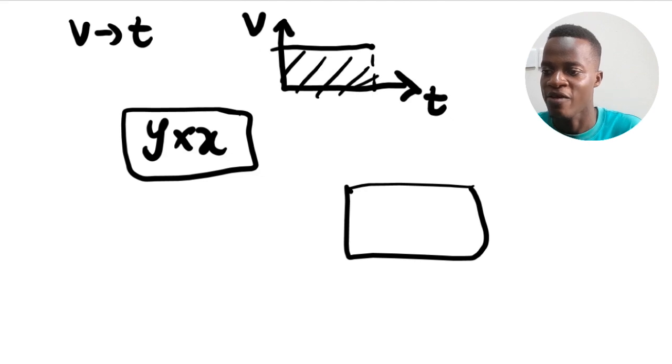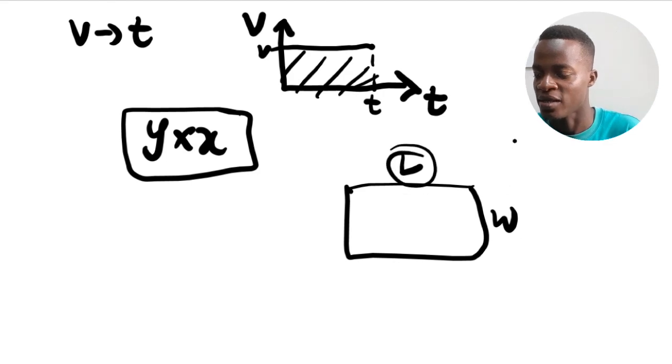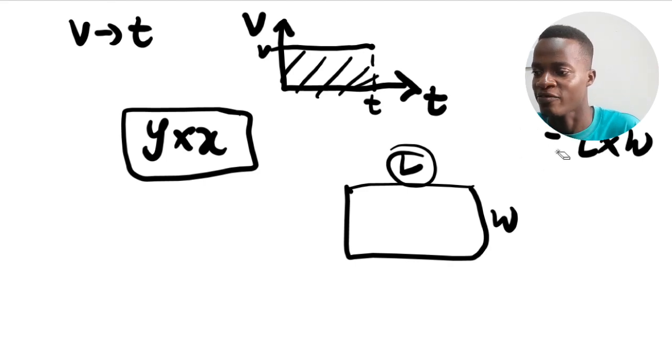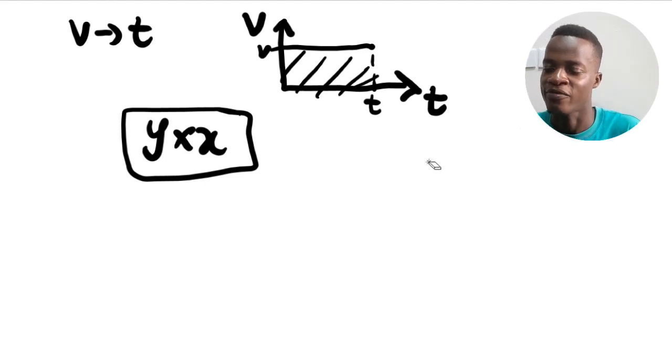So there'll be a particular v point over here, and a particular t point over here. So this is a rectangle, right? For a rectangle, we have length times the width. So the area is equal to L times W. Basically, that's what we are doing to get the area under the graph. It's multiplying the y component and the x component to get the area under the particular graph.